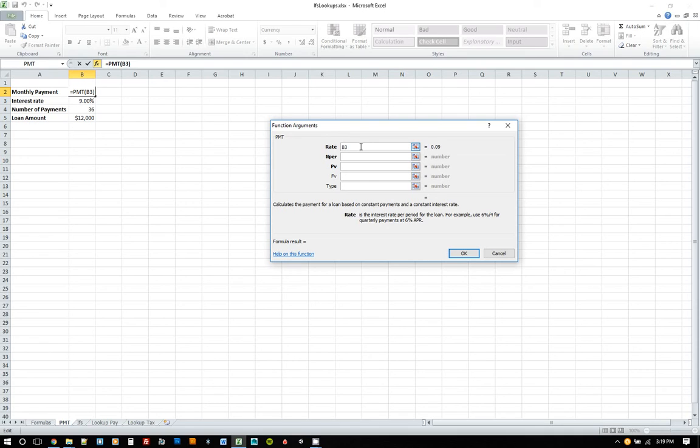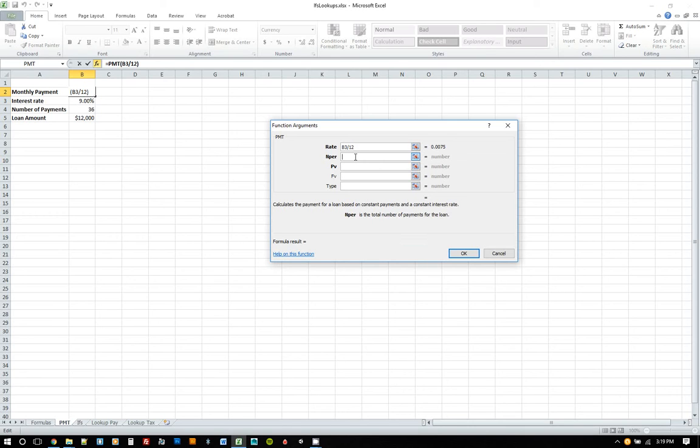Now the thing is that this 9% is the interest rate for the entire year. We have to figure out what the interest rate is for a given month. So we have to make sure that we divide this interest rate by 12 in order to get our monthly interest rate. Whatever that number is, we just divide it by 12, and that gives us our monthly interest rate.